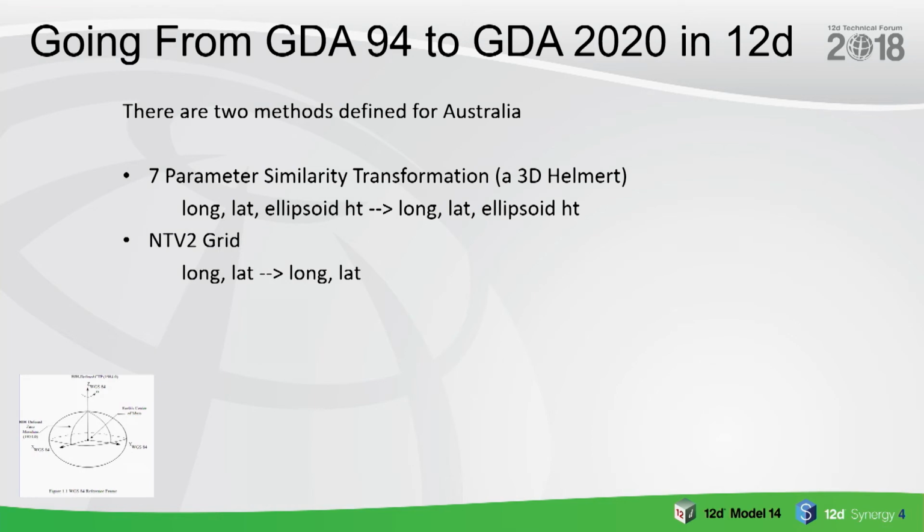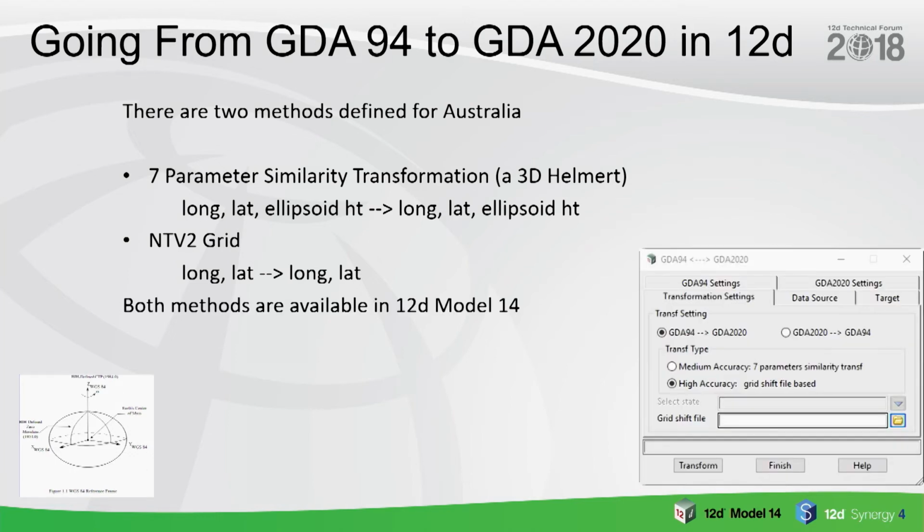What they've also got is what is called an NTV2 grid, and this is just a thing that has said, look, for this longitude and latitude, this is where it's going to end up. And the government's producing that for all of Australia, and that's the one you tend to use. It's much more accurate than the 7-parameter similarity transform when they give it to high accuracy for us. So we've got a thing in there in 12D model, a bit like we had from the 94 one, where you can pick which one you're using and you can shift your data around.